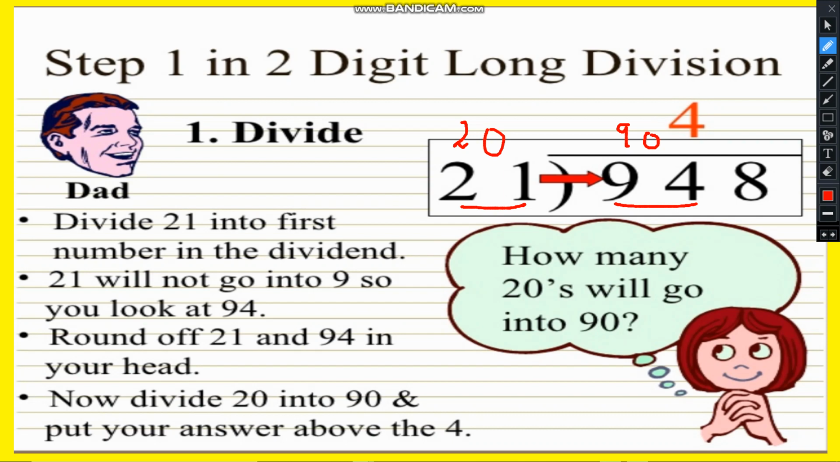So we will see 21 will not go into 9. So we will look at 94. As I said, we will round off 21 and 94 because we can easily do that to solve our problem. So now how many 20s will go in 90? We have figured it out as 4.